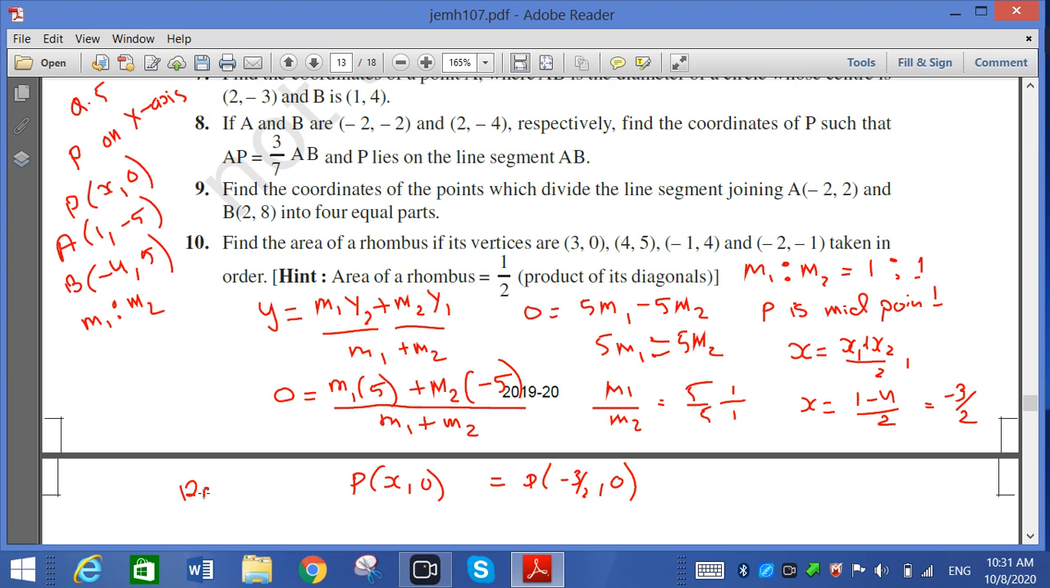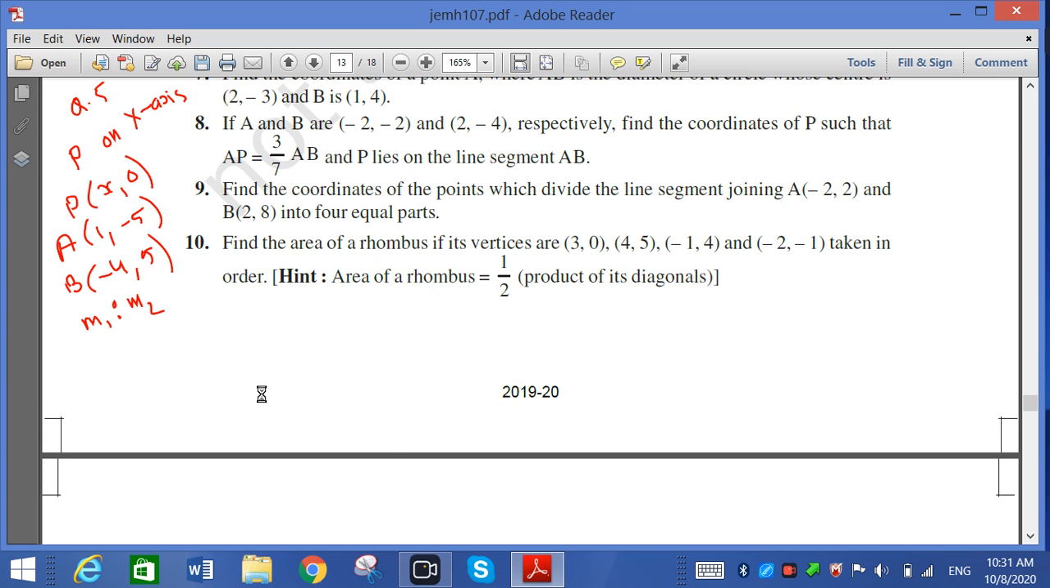And the ratio m1 ratio m2 is equal to 1 ratio 1. So it is easy. Again, same example we are doing first and then we go for the sum.